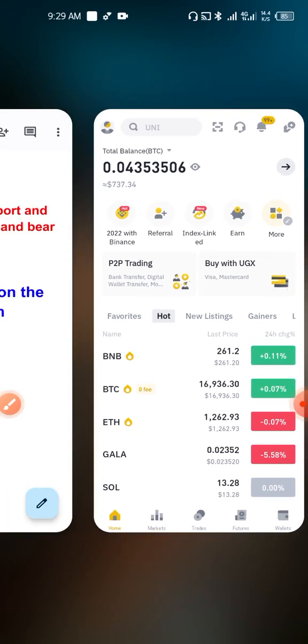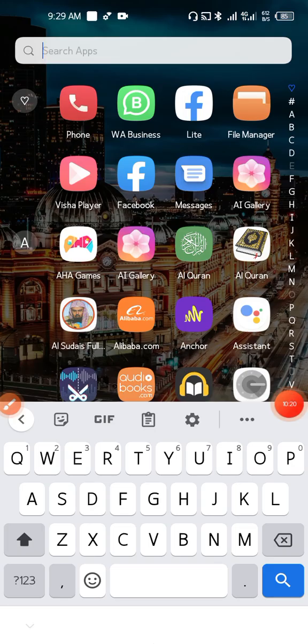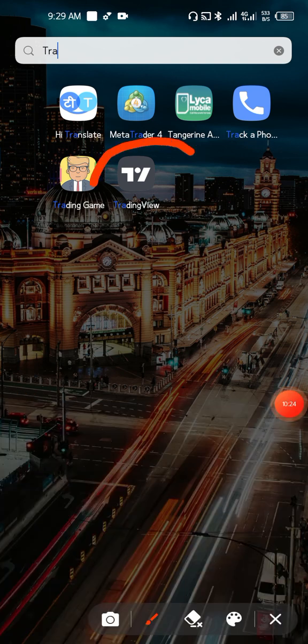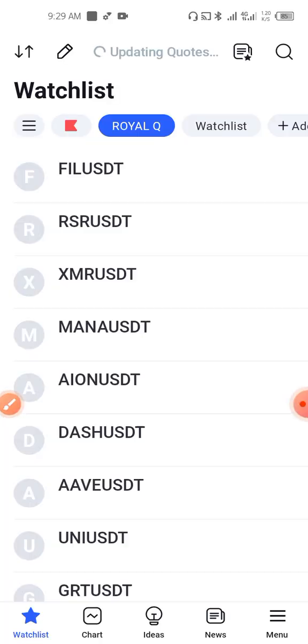I'm going to open my TradingView. So over here is my TradingView. For those who don't know how TradingView looks, that is it. I click on TradingView, and when I click on it, it's going to open like this.